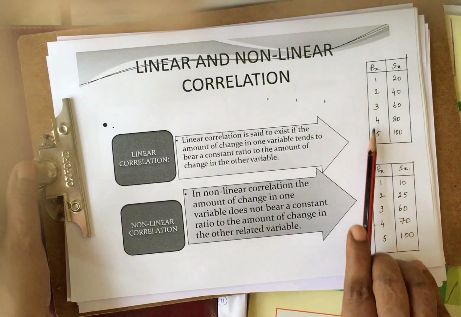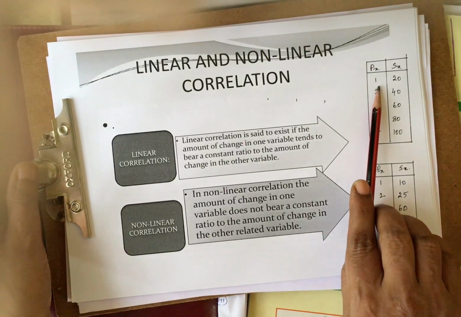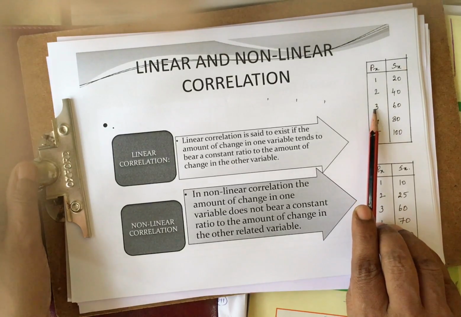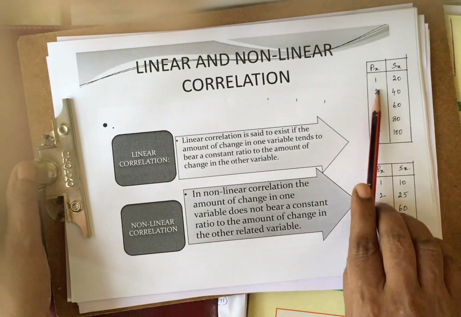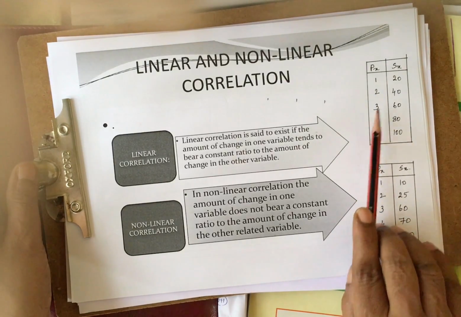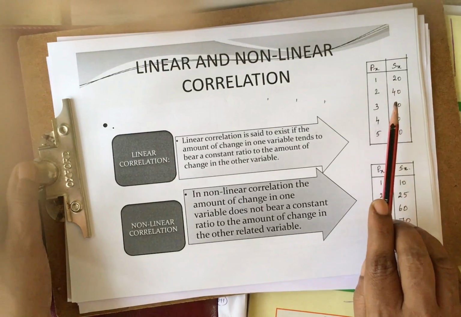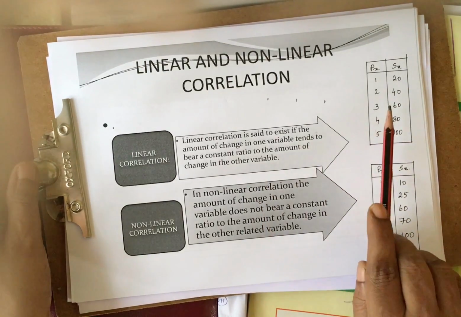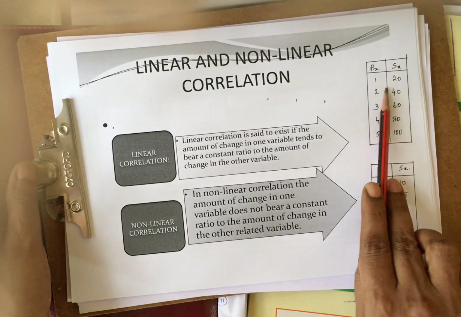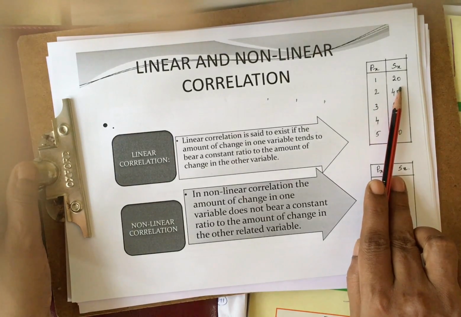So here price is increasing, 1, 2, 3, 4, 5. So from 1 to 2 there is 100% change, again changes are there, again changes are there, but between the two variables the change is the same percentage. In the same way here, between 20 to 40, 40 to 60, 60 to 80, 80 to 100, the changes are also a constant ratio. Here the ratio of change, delta price and delta supply, is also the same.